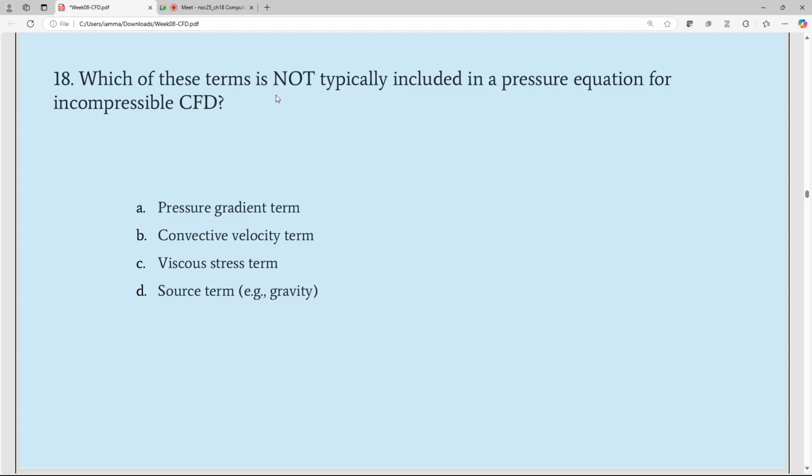Which of these terms is not typically included in a pressure equation for incompressible CFD? Options are option A, pressure gradient term. Option B, convective velocity term. Option C, viscous stress term. Option D, source term. So, which of the following terms is not typically included in a pressure equation for incompressible CFD?